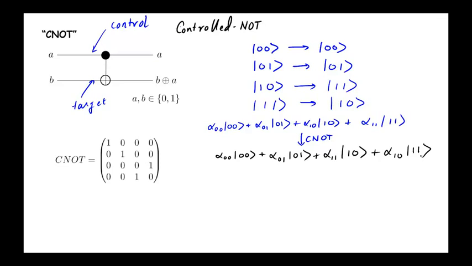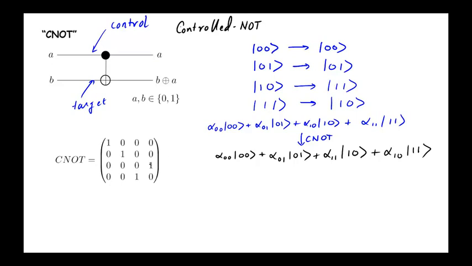We can also write out the matrix corresponding to CNOT. CNOT is given by this matrix. Make sure you see why this matrix gives you this transformation. This one gives you the first column, which is 1, 0, 0, 0. This gives you the second column. This gives you the third column, where you get a 1 in the last entry because you have a 1,1. This gives you the fourth column, where you have a 1 in the third entry.